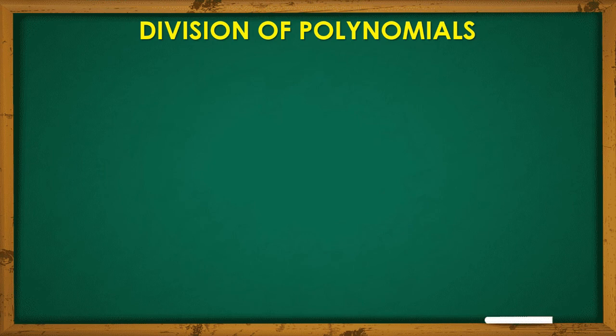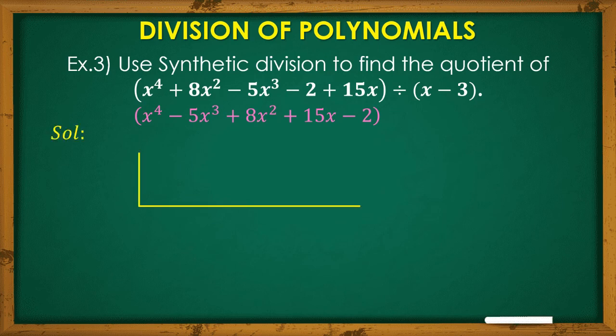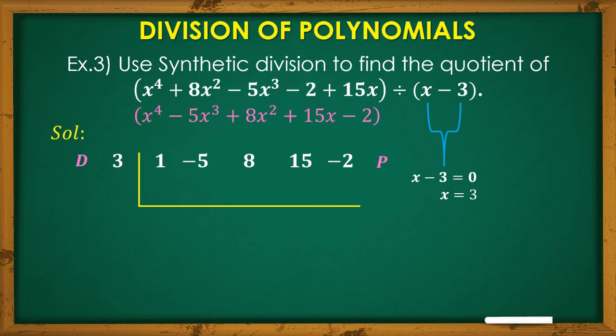And for our final example, use synthetic division to find the quotient of x raised to 4 plus 8x squared minus 5x raised to 3 minus 2 plus 15x divided by x minus 3. Now let's check the standard form. We'll get x raised to 4 minus 5x cubed plus 8x squared plus 15x minus 2. For our solution, take the coefficients of the dividend. 1, negative 5, 8, 15, and negative 2. For our divisor, x minus 3 is 0, therefore x is positive 3.